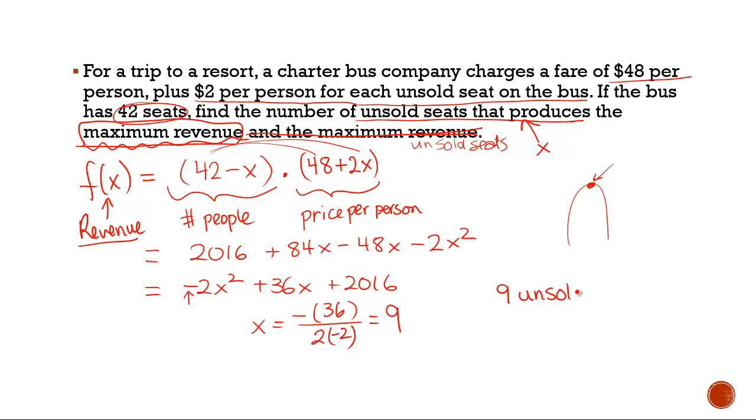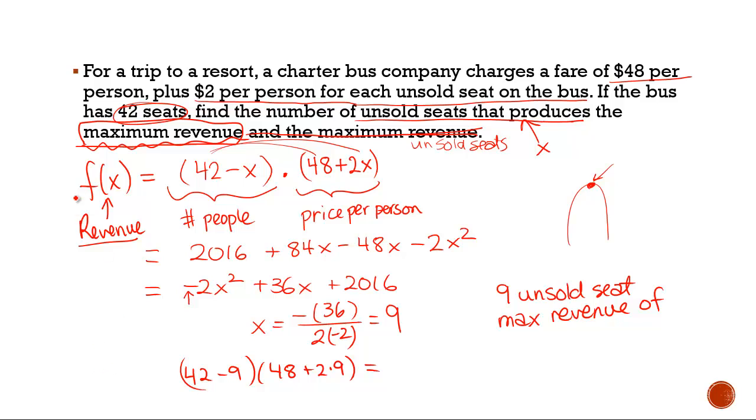Nine unsold seats would result in max revenue of, and we need to figure out how much that would be. Well, it'd be 42 minus 9 times 48 plus 2 times 9. So 42 minus 9 times 48 plus 2 times 9 gives us $2,178 of revenue.